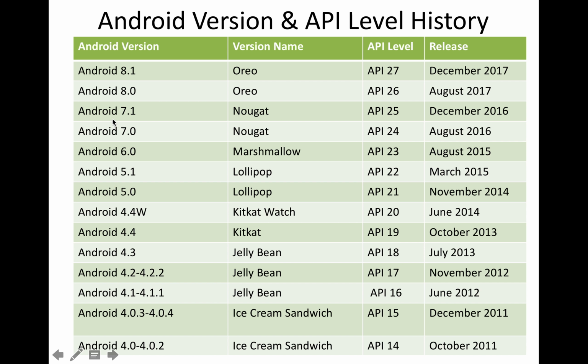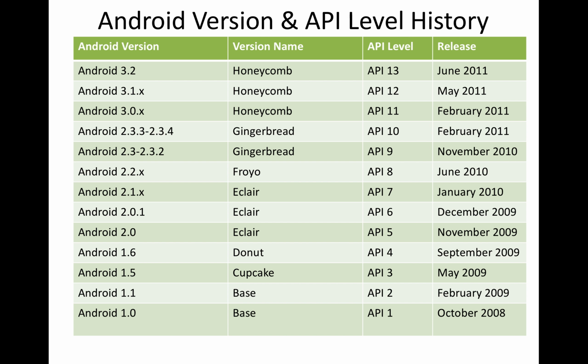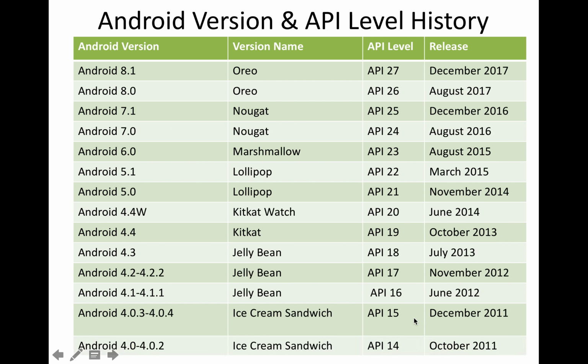And the earlier Android 7.1 Nougat, API level 25, and the earlier versions are 7.0 Nougat, 6.0 Marshmallow, Lollipop, KitKat, Jelly Bean, Ice Cream Sandwich. There are so many versions. It starts from Android 1.0 base. The first Android release was in October 2008, and the current API level is API level 27, released in 2017.